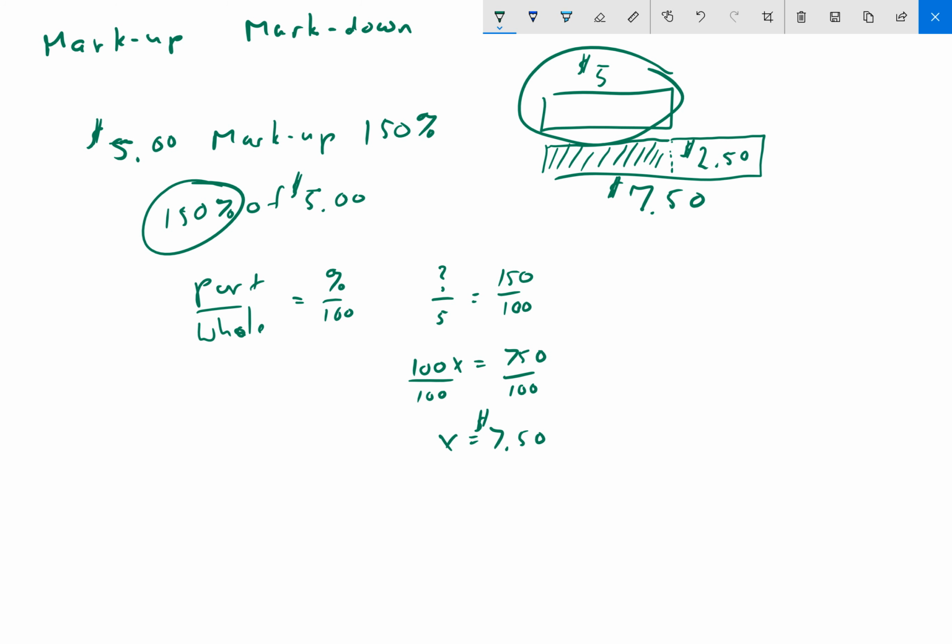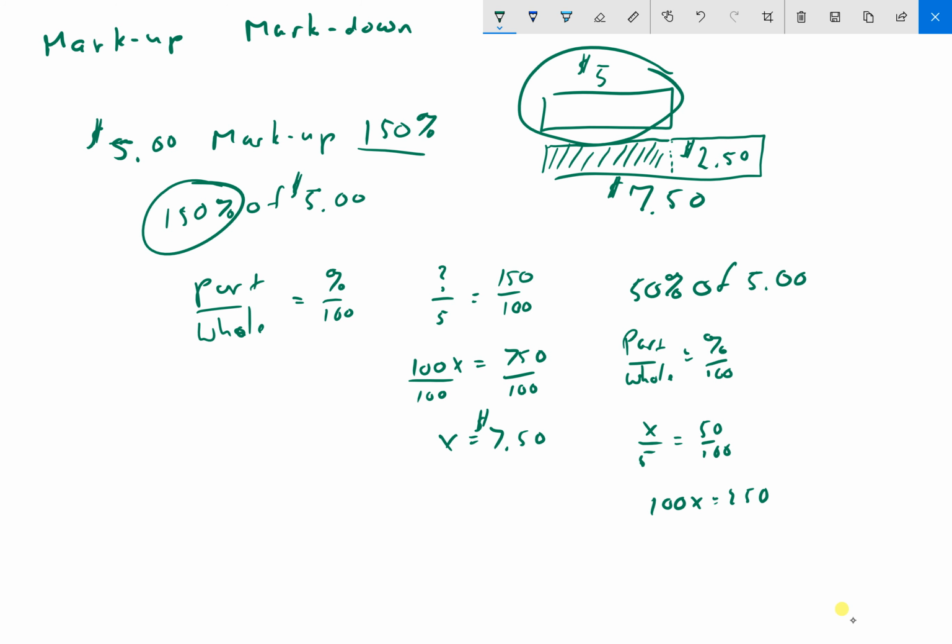There is another way of looking at this. I could have said, well, since I'm marking it up 150%, I could have just said, well, what's 50% of $5? And once again, then I would get my part over whole equals my percent over 100. And you can see I get x over 5 equals 50 over 100. And when we do that, we get 100x equals 250. I divide by 100, and I get $2.50.